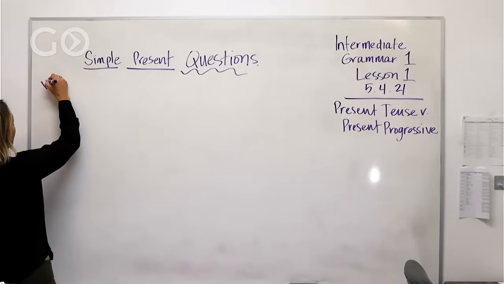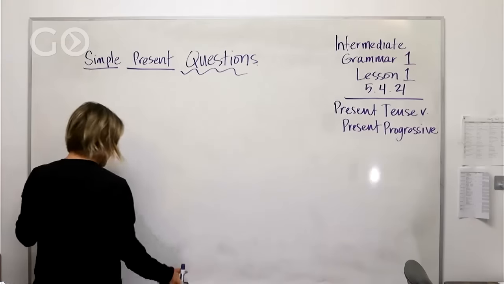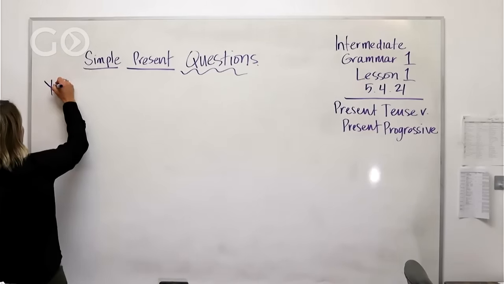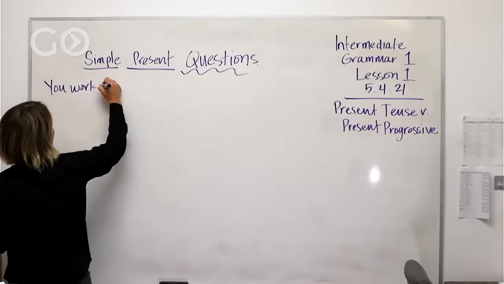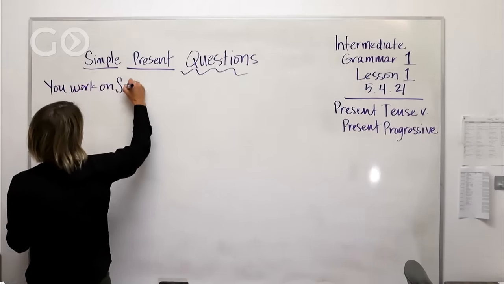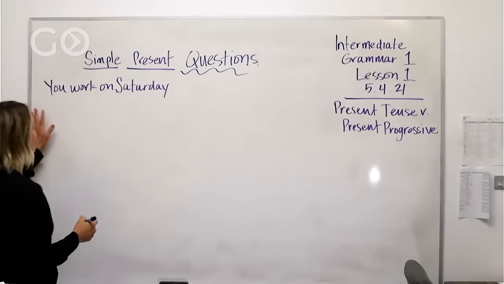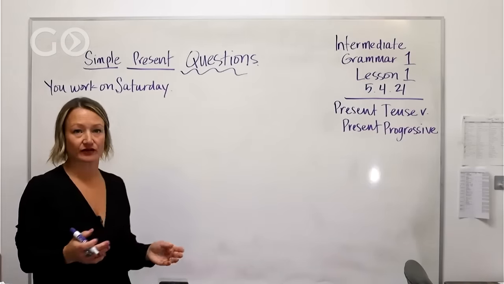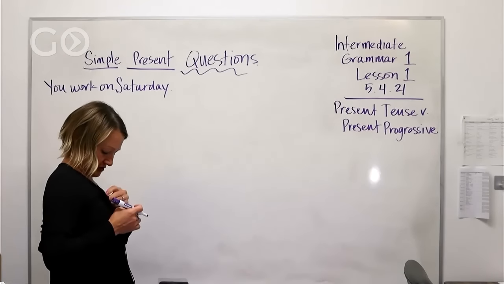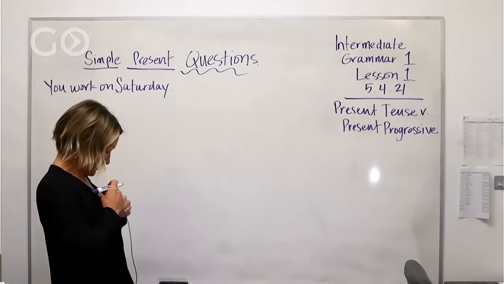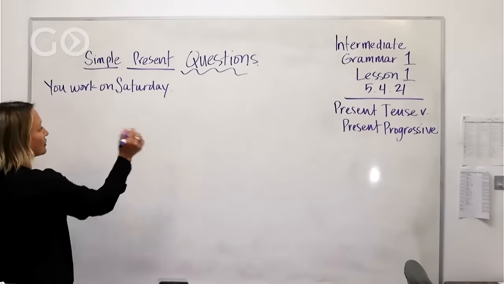So let's start with I. Actually, let's start with you. So you work on Saturday. This is the simple present tense in the positive. So you work on Saturday. Let's make a question out of this.